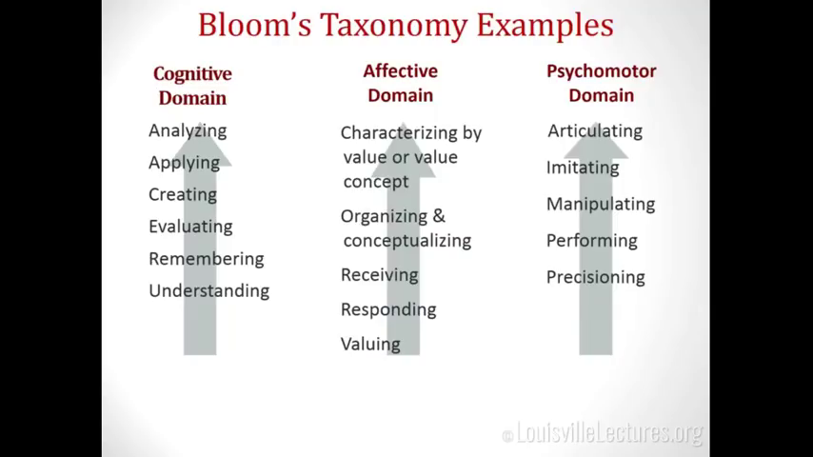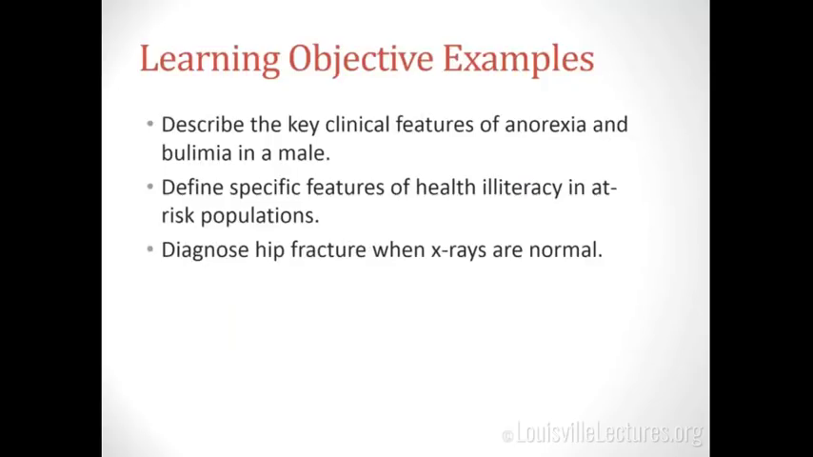Those are all examples, and when you're making your learning objective, you should be able to use one of these words. If you Google Bloom's taxonomy, you'll get a list of hundreds of words, which is why I didn't put it all up here, but you would be able to find some that fit your case. So here are some learning objective examples: describe the key clinical features of anorexia and bulimia in a male, define specific features of health illiteracy in at-risk populations, and diagnose hip fracture when x-rays are normal.